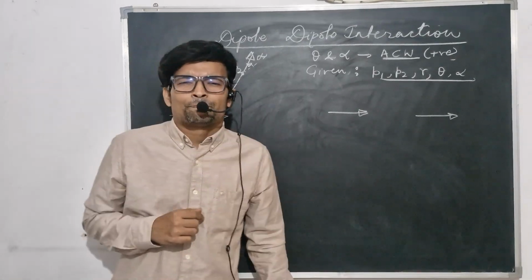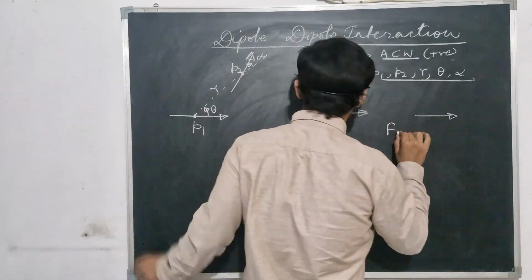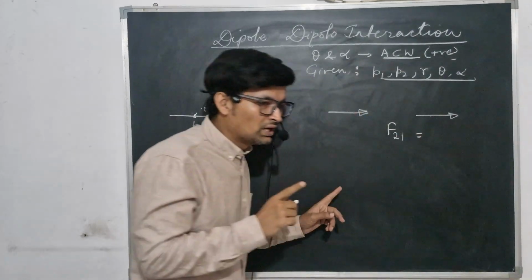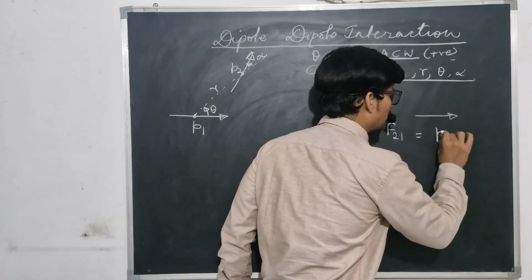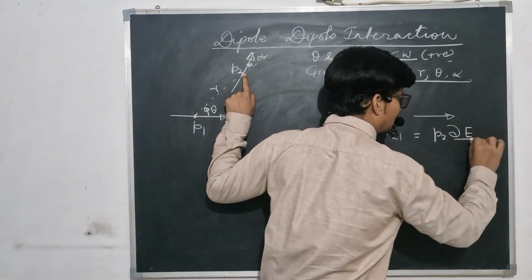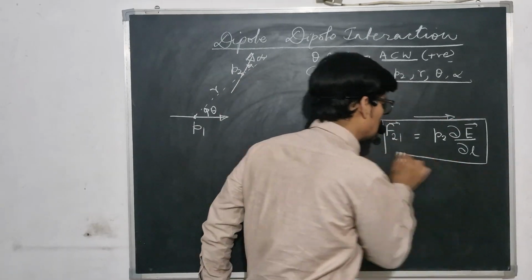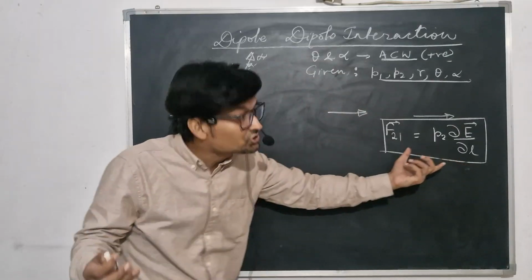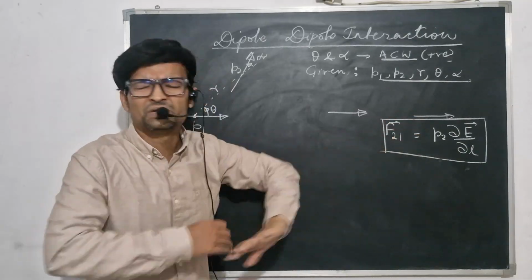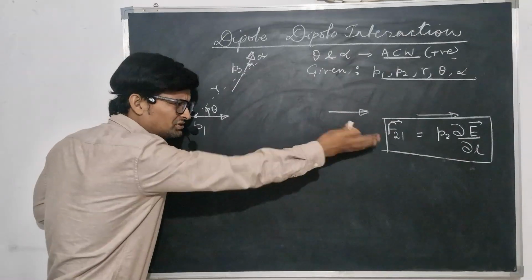So one way is to think that the force on dipole 2 due to dipole 1 is, everyone knows this, P2 times del E upon del L. Okay, this is one way to find the force. Del E by del L is the directional derivative of the electric field. And if I apply this concept, very complex mathematics will be involved. So I'm not going to take up this way.